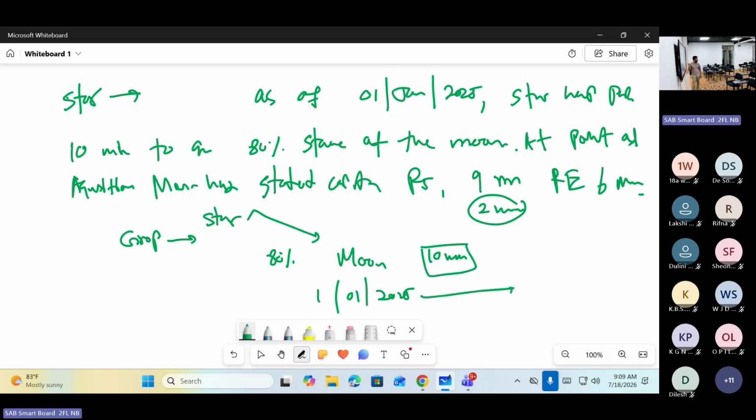At the acquisition date, how much equity does Moon have? What are we paying for? When you pay to a company and purchase it, you are purchasing net assets. Net assets mean, in other words, equity.